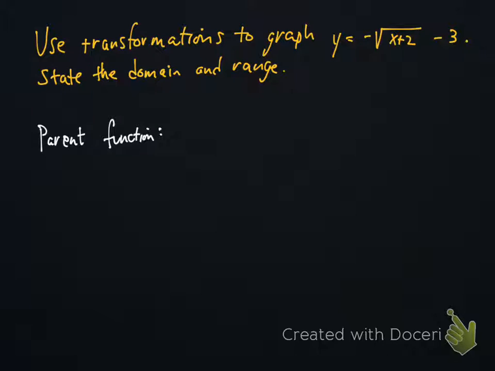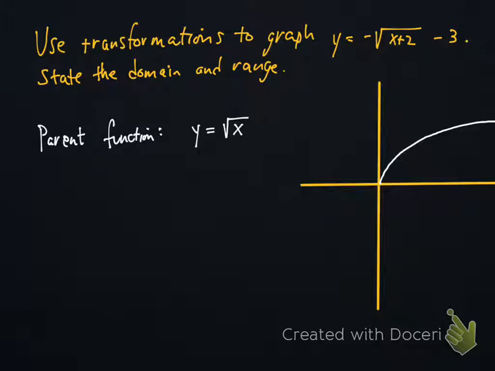So the first step is to identify the parent function. So there's a list of functions that you need to know the properties of and you need to know the graphs of. And these are basic functions like y equals x or x squared or x cubed, y equals absolute value x, or y equals square root x. In this example, the parent function is y equals square root x. So this is what the graph looks like. I like to identify a few special points that we'll track as we move through this example.